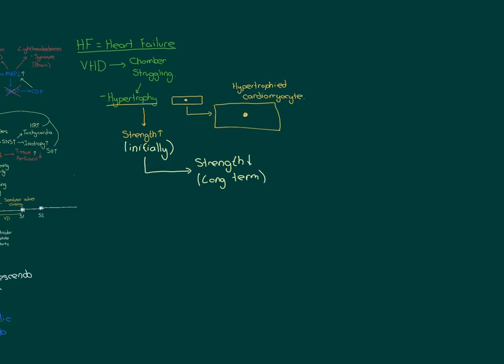Okay, so in the long term, then, the strength of these hypertrophied cardiomyocytes decreases, and that overall means that the strength of the chamber is going to get worse, and this is the vicious cycle of heart failure. So strength goes down, and this means that the chamber struggles even more. So this brings chamber struggling up. And this is what we refer to as heart failure, a vicious cycle of the heart getting weaker and weaker and weaker.